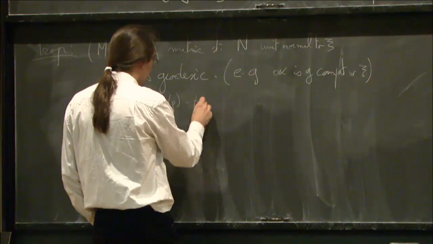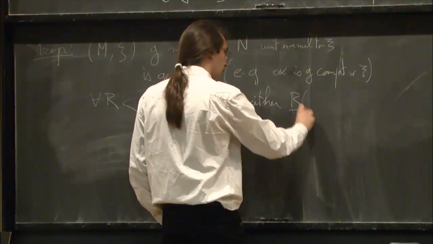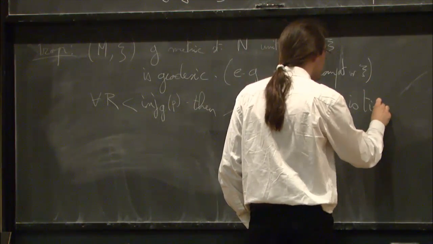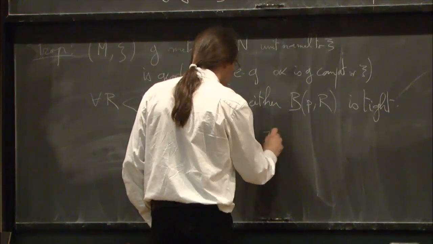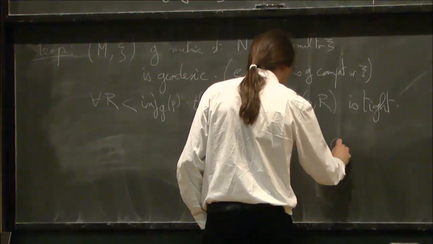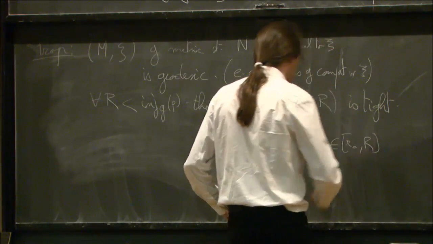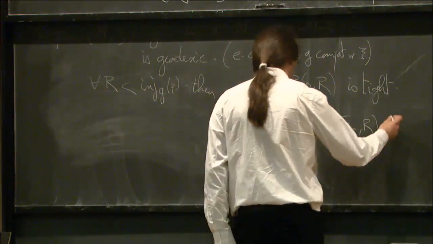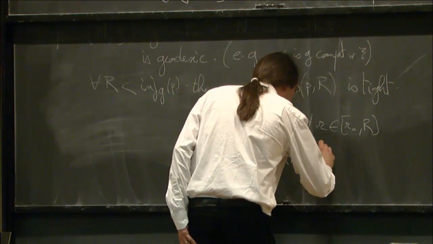there are two possibilities. Either the ball around P with radius r is tight, so there is no over-twisted disk at all in this ball, or there is some radius r0, so that for all radius between r0 and capital R, not only the ball is over-twisted, but the sphere is over-twisted. So the sphere around P with radius r contains an over-twisted disk.